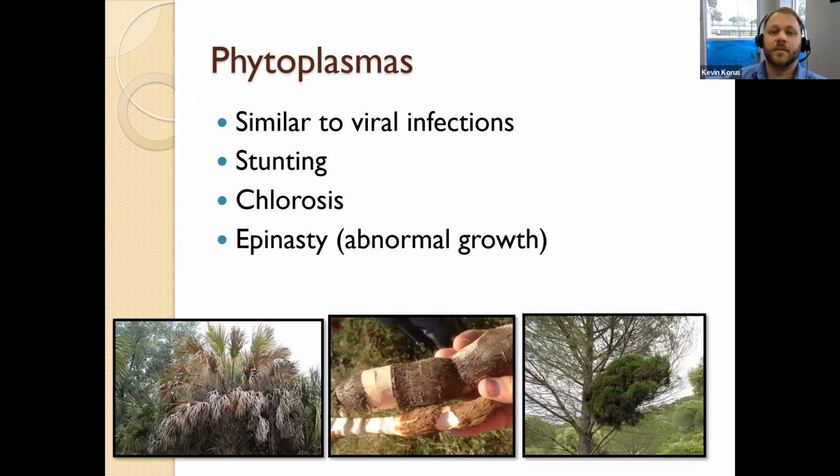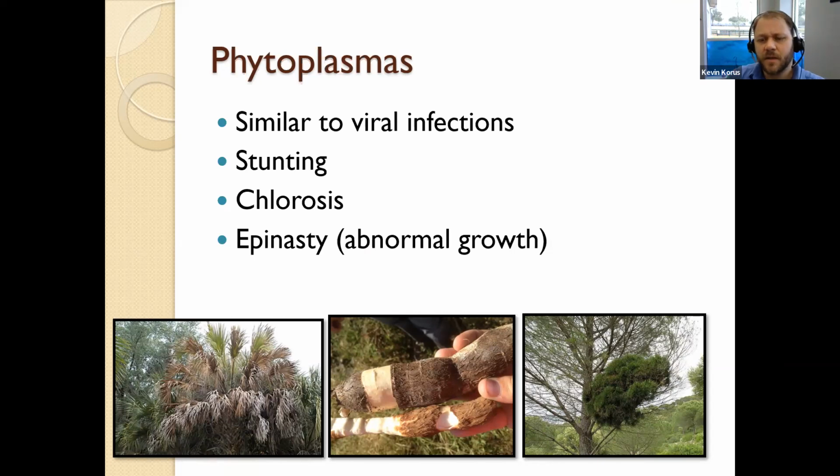And then phytoplasmas. Even though the organism itself is similar to a bacterium, they're actually spread and their infection mimics that of a virus. So they're more similar to viruses in that manner. They will cause stunting, chlorosis, or epinasty, which is just abnormal growth. So you see the bottom left picture there, that's palm decline. That's something that y'all may have heard of because that definitely affects us here in the industry down south in California. But palm decline is caused by a phytoplasma. I'll show a picture of kind of how it causes the decline coming up.